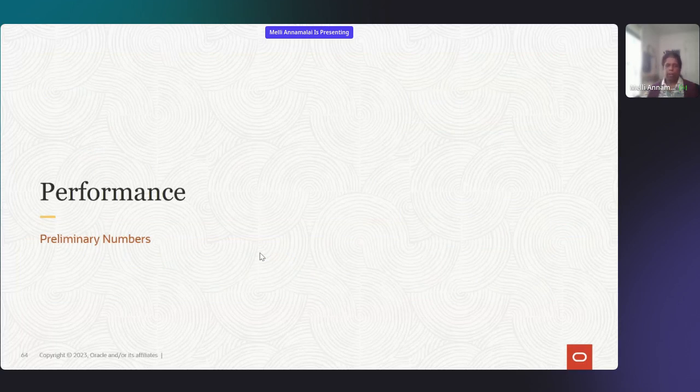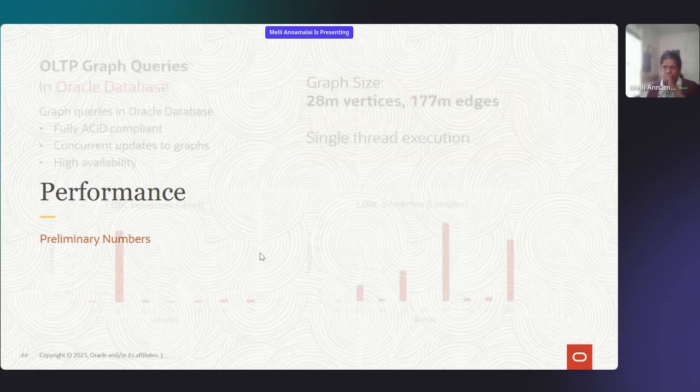So let's look at some preliminary performance numbers. I was saying all of these innovations in the database are doing great things, so the proof is in the pudding. We had to look at some performance data. We have to do more testing before we publish the benchmark, so these are just preliminary numbers.